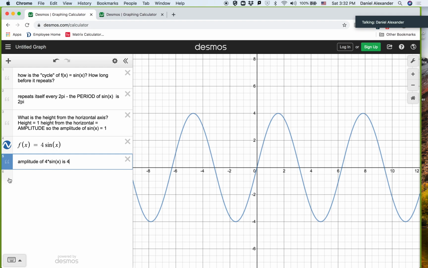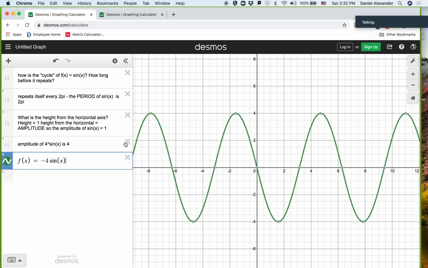Now, let's look at another example. We're going to look at minus. Let me take off this one. Does the height change because it's a minus? No. The height is still going to be 4. So the amplitude of minus 4 sine x is still 4. It doesn't matter whether this number is negative, you just make it positive.